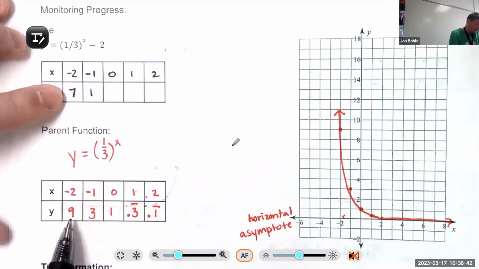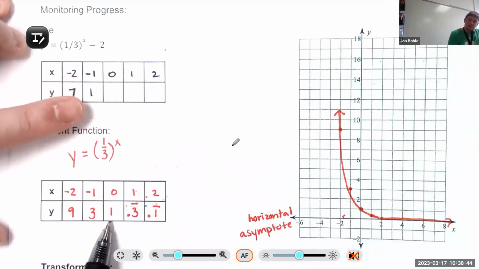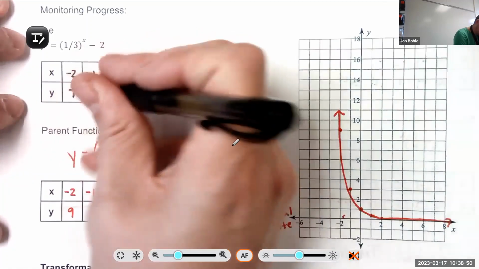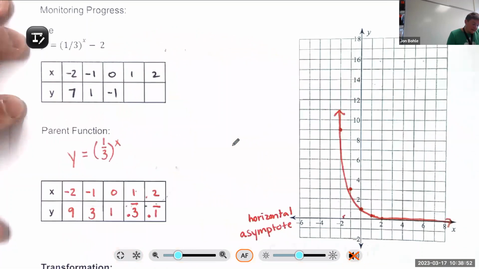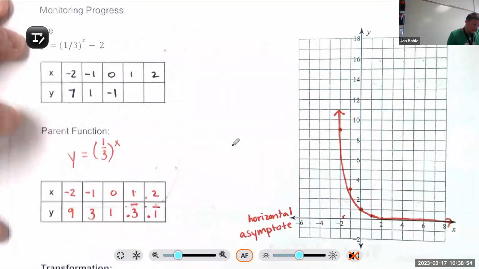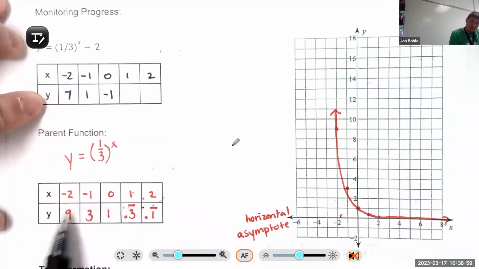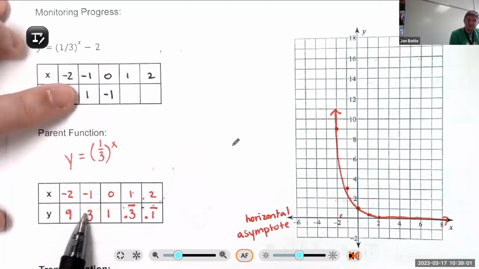So I was at 9, now I'm at 7. I was at 3, now I'm at 1. What do we think the next one's going to be without ever having to type it in the calculator? How'd you get that so fast? Because one down here, 1, so just do 1 minus 2. Yep, it's just taking your previous answer and we're just subtracting 2 every single time.